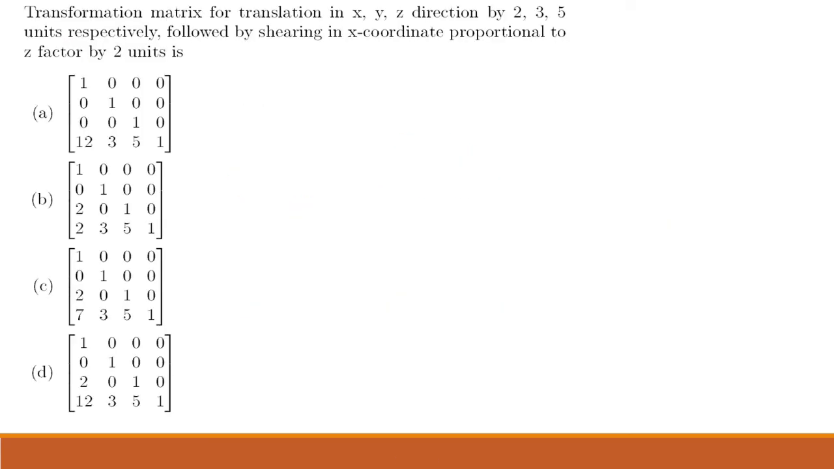Again, the next one: the transformation matrix for translation in XYZ direction by 2, 3, 5 units respectively, followed by shearing in X coordinate proportional to Z factor by 2 units. Now you can see what is the given thing here. So first of all, there is a translation in XYZ direction by 2, 3, 5 units. So that you have to calculate first.